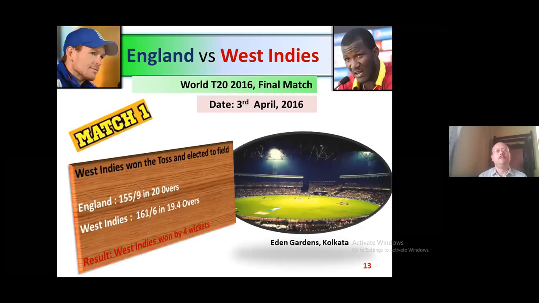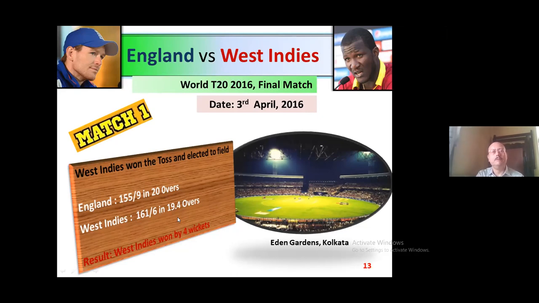Okay, so now let me start the first example. This is the T20 World Cup 2016 final, England versus West Indies, 3rd April, almost 5 years ago now. The final happened at Eden Gardens. This is the final scorecard. England scored 155 for 9. And West Indies chased this down successfully in the last over, with 2 balls and 4 wickets to spare. West Indies got 161 in 19.4 overs.